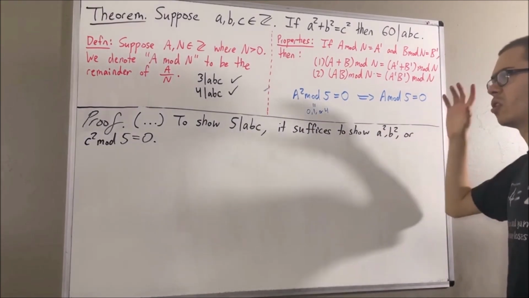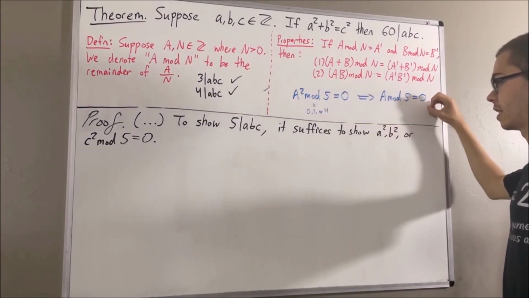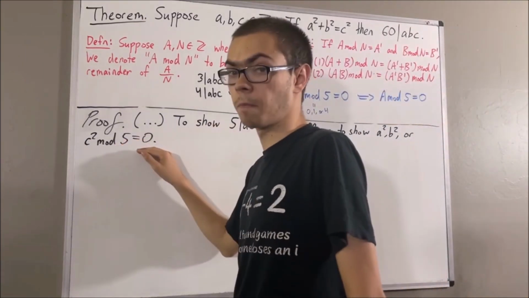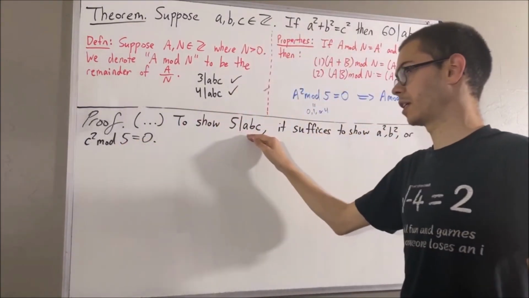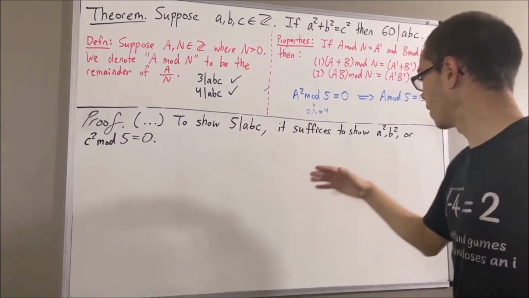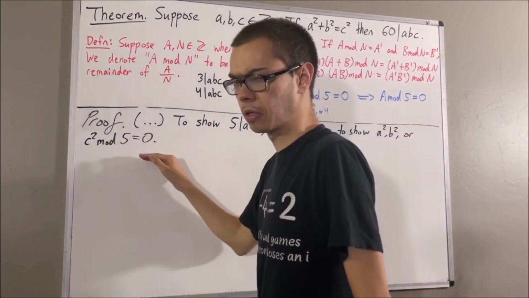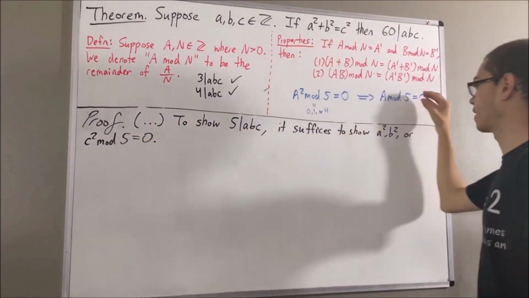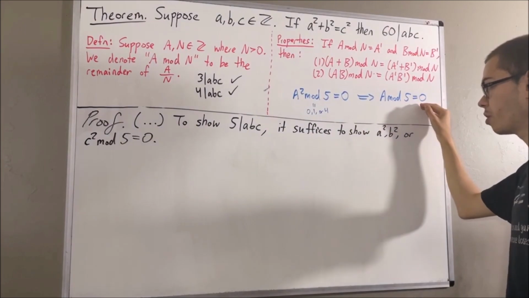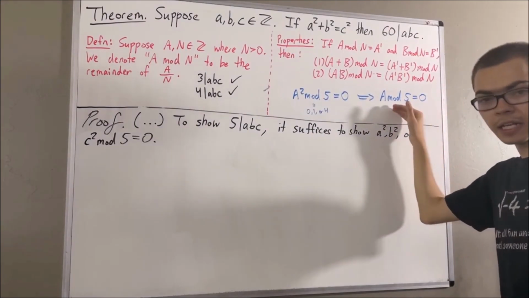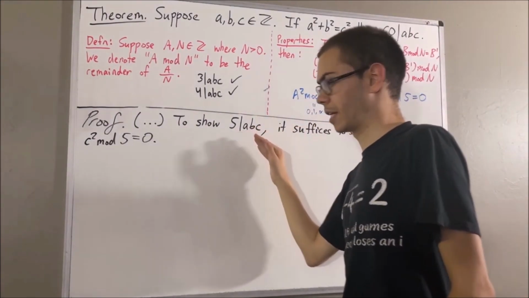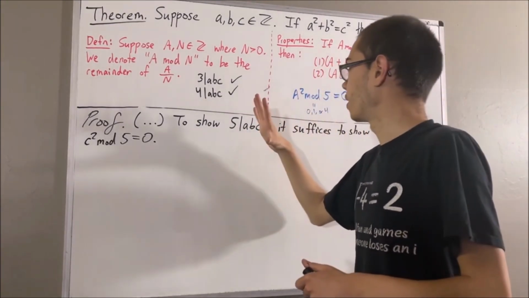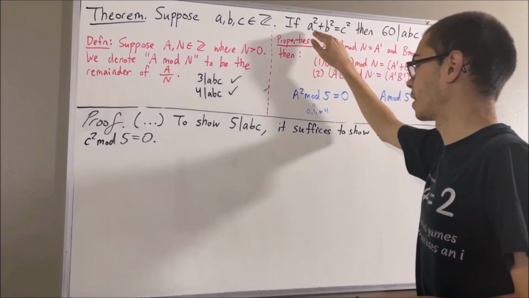But in any case, why does this fact tell us that it is enough to show that at least one of these is equal to 0, to show that 5 divides abc? Well, if one of these is equal to 0, let's say a squared mod 5 is equal to 0, then this fact tells us that a mod 5 is equal to 0, which means 5 divides a, and therefore 5 divides abc.